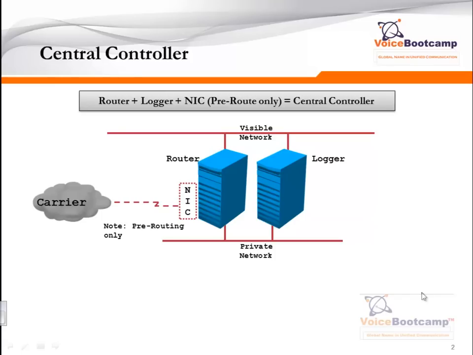SS7 signaling protocol. Now, the private network here, for example, between the router and a logger, is used to provide for synchronization between these two devices. Also, to detect failure.